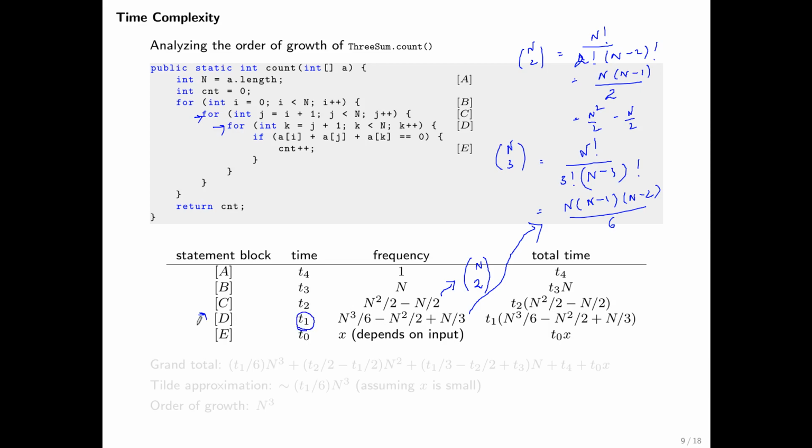And then E, which is this statement here. Let's say that the time that it takes to execute that is t sub 0. What about the frequency, meaning how many times is this statement executed? That's input dependent, and I hope you see that, because this increment happens only if this condition is true. That clearly depends on the input numbers a at i, a at j, and a at k.